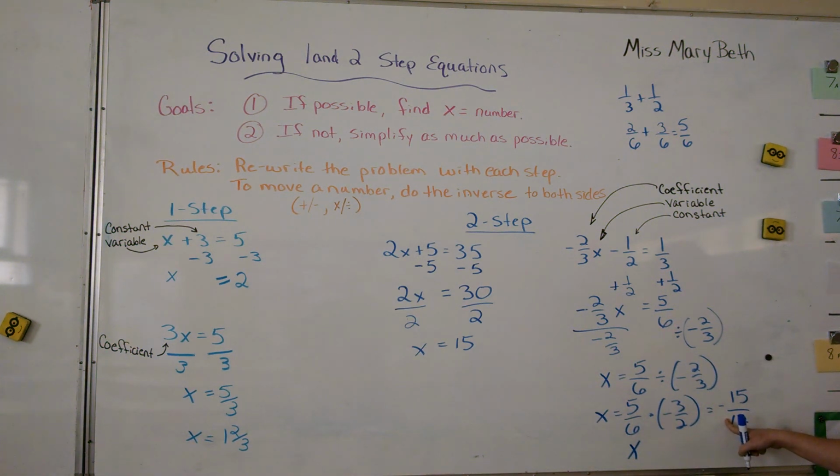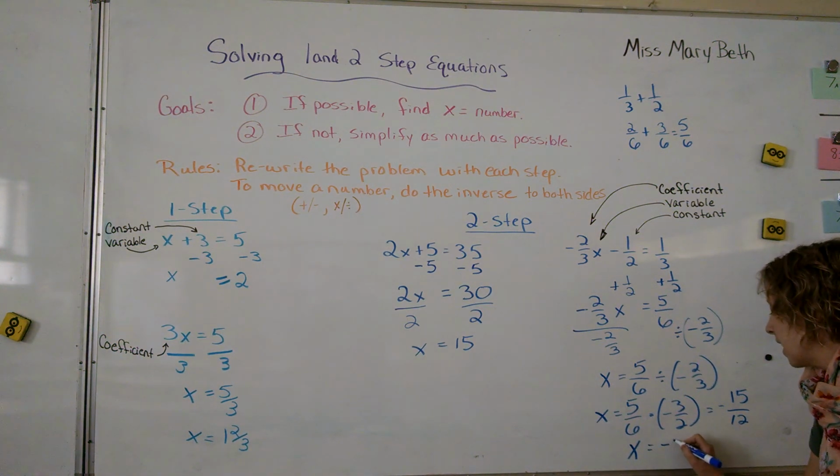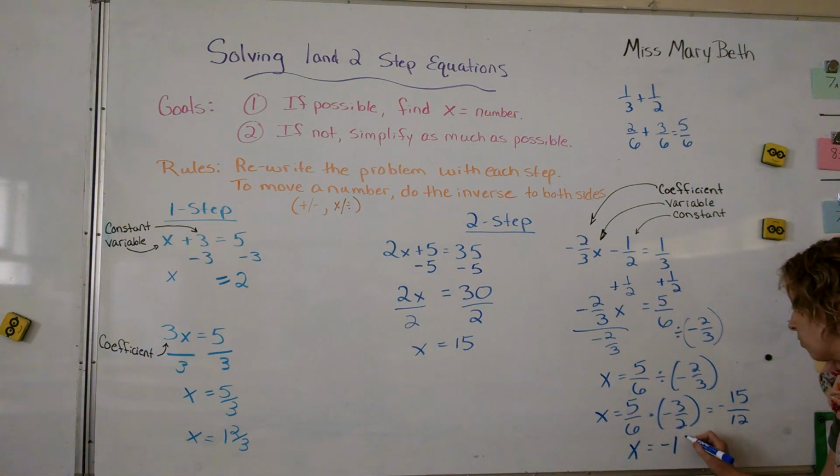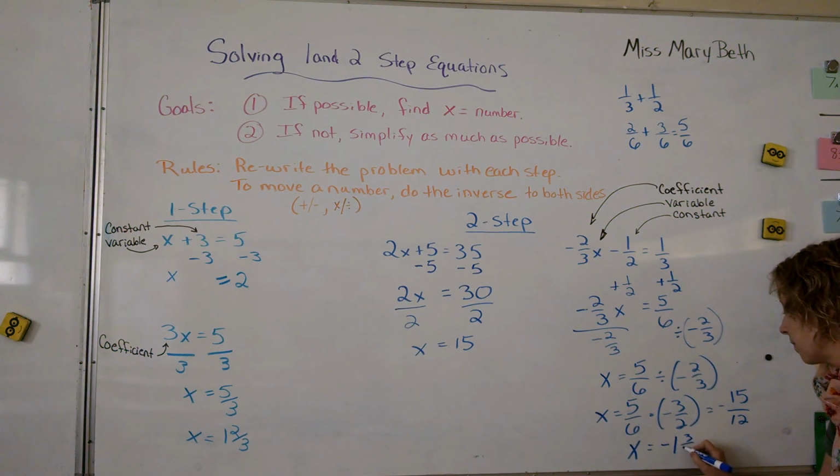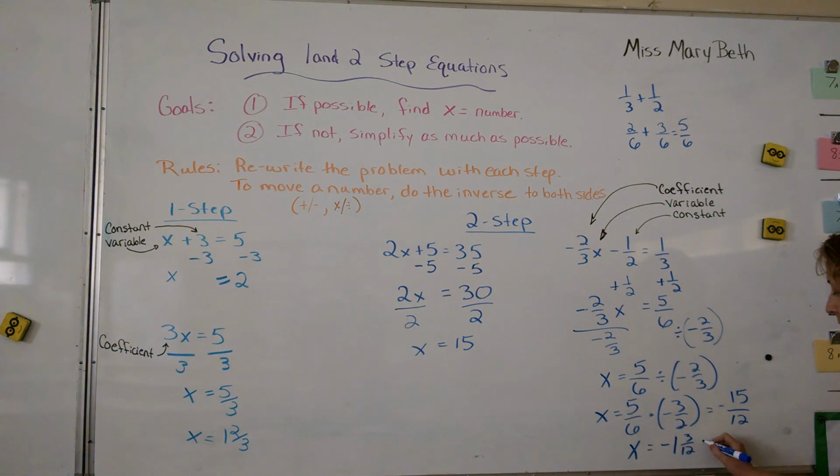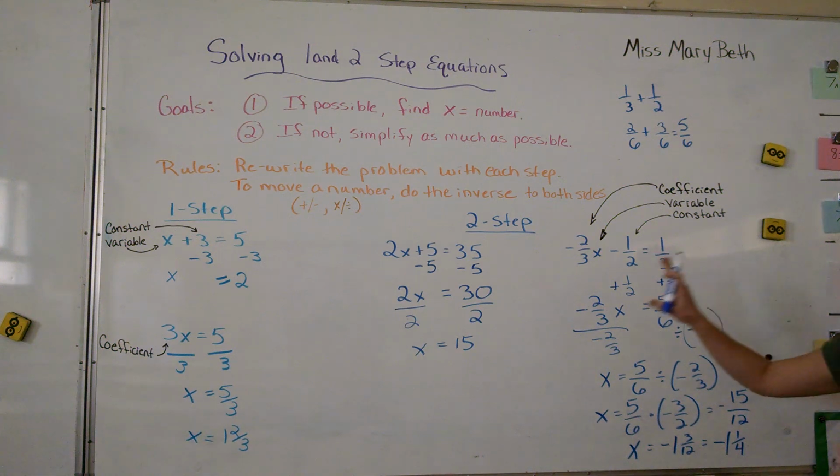15/12 is an improper fraction. I can subtract out 12/12 to be negative 1 and 3/12. 3/12 I can simplify again. Negative 1 and 1/4. Use these steps as you solve your problems in class.